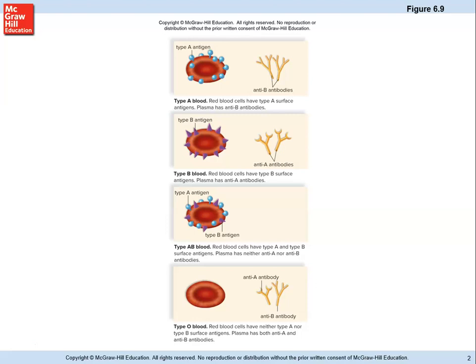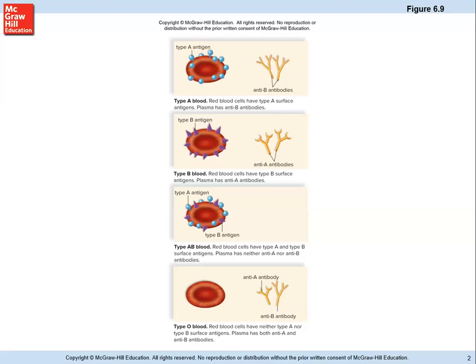So you can have type A, B, AB, or O blood. Type A has type A antigens on the red blood cell and anti-B antibodies in the plasma. Type B has type B antigen on the red blood cell and anti-A in the plasma. Type AB blood has both A and B antigens on it, but no antibodies in the blood. And then type O has no antigens on the red blood cell, but both anti-A and anti-B antibodies in the plasma.